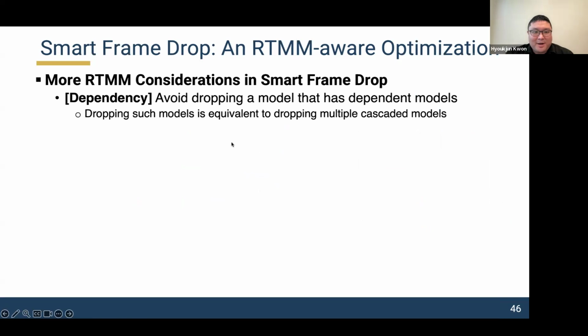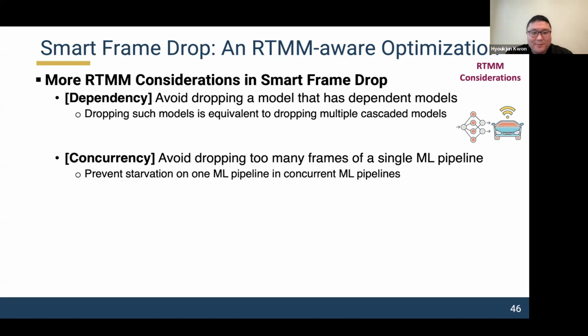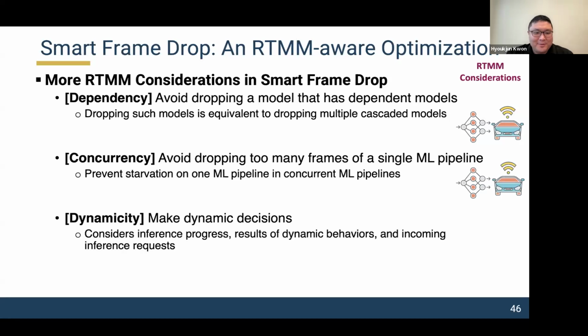And there are many RTMM considerations, the new class of ML workload aware considerations, in this optimization technique. So we avoid dropping a model that has dependent models. If you drop the upstream model, then the downstream model also needs to be dropped, and this will impact the output quality significantly. So we avoid dropping the upstream model. And concurrency: if we drop too many frames of a single model, then it will also be problematic. So we prevent starvation. And dynamicity: we also make dynamic decisions based on considering all the execution status and the change of the workload and so on.